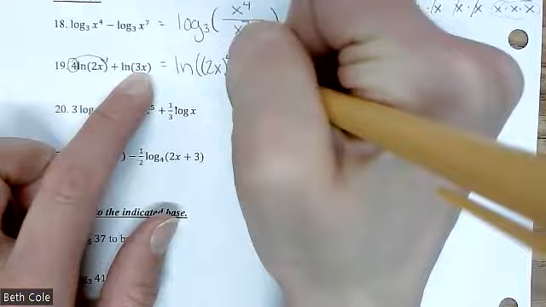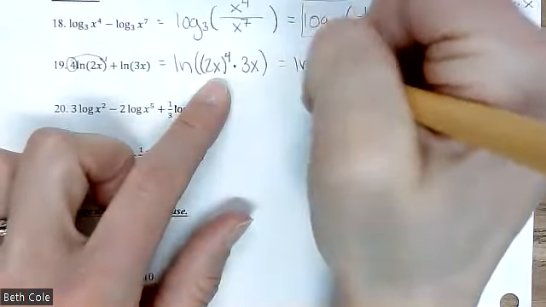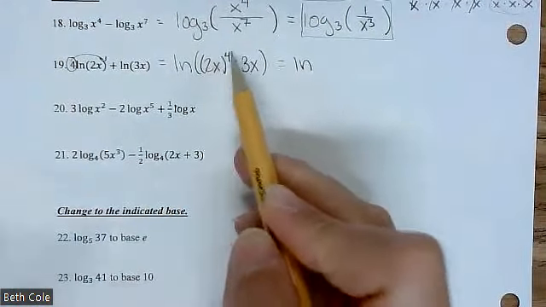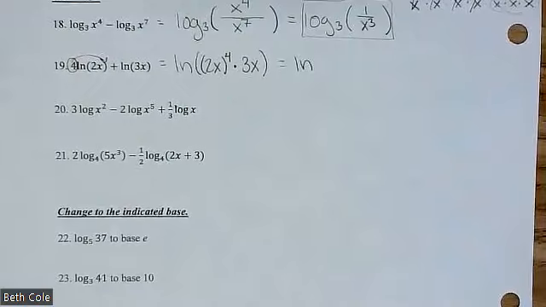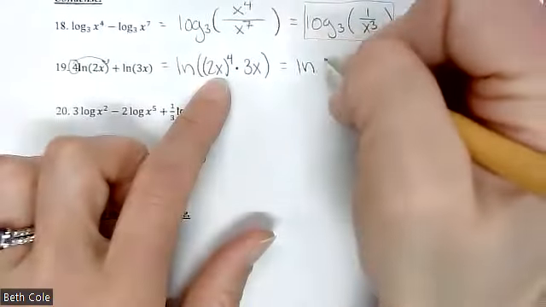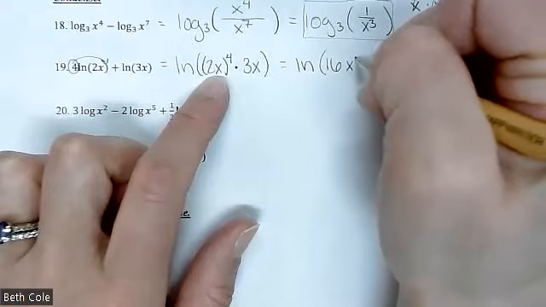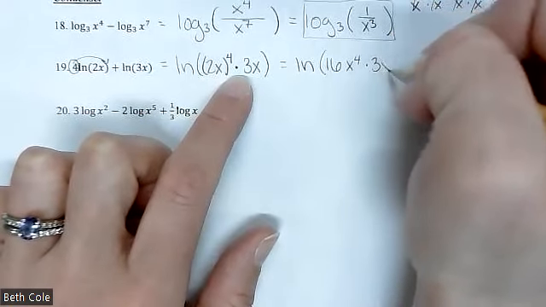Times 3x. So I put the exponent back. We're doing this in reverse here. And now we just have to simplify what's inside of there. So you have to raise this to the 4th power. 2 to the 4th. Let's count on our fingers. 2, 4, 8, 16. So some of you just know it's 16. So 16 x to the 4th. And then it would be times 3x.